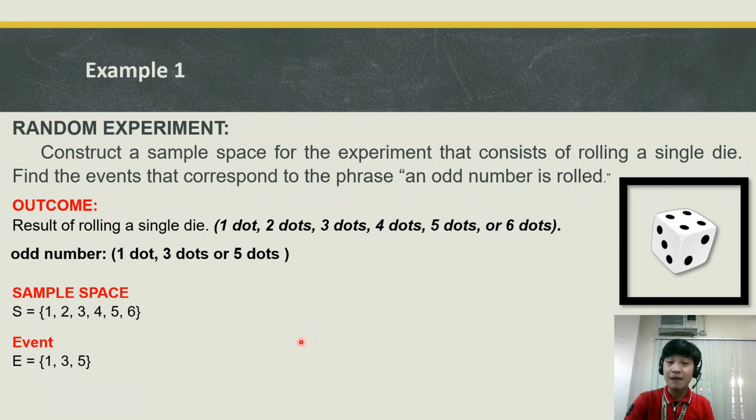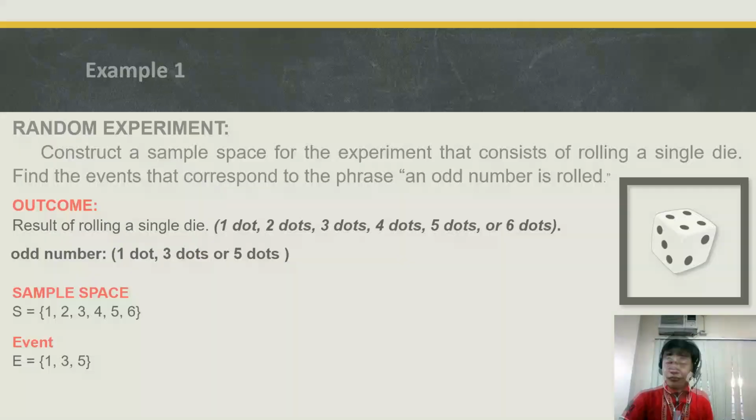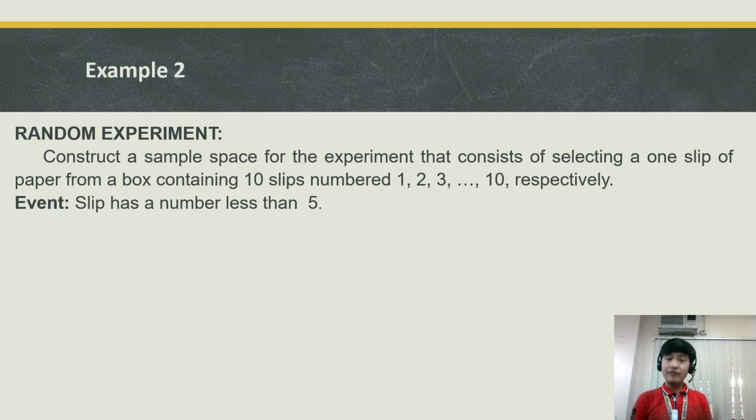So, that is our example number 1. Okay, so let's have example number 2. It states here that the given experiment is we need to construct a sample space for the experiment that consists of selecting one slip of paper from a box containing 10 slips numbered 1, 2, 3 until 10 respectively. And the given event for this experiment is that a slip that is selected has a number less than 5. That is the given experiment, or the given event, I should say.